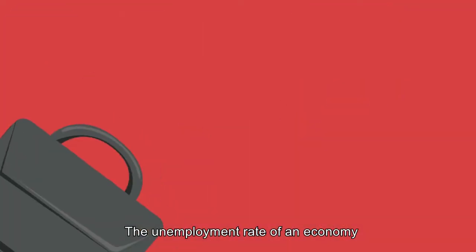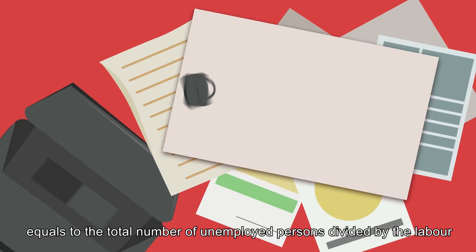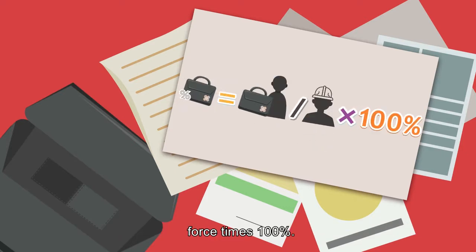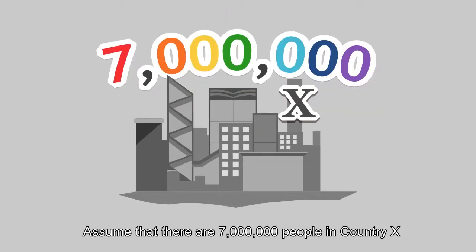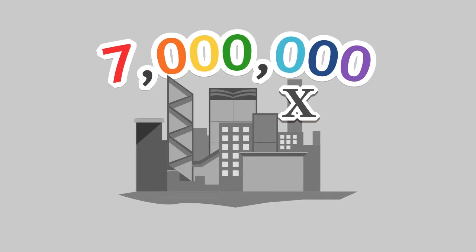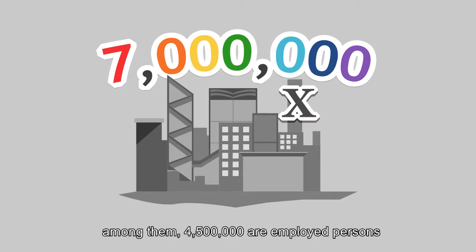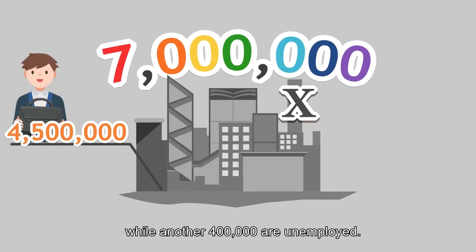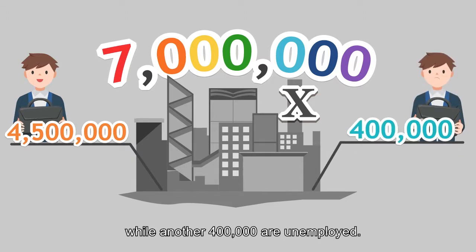The unemployment rate of an economy equals the total number of unemployed persons divided by the labor force times 100%. Assume that there are 7 million people in country X. Among them, 4,500,000 are employed persons, while another 400,000 are unemployed.